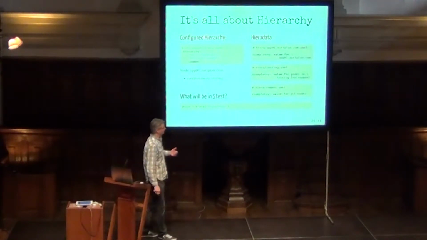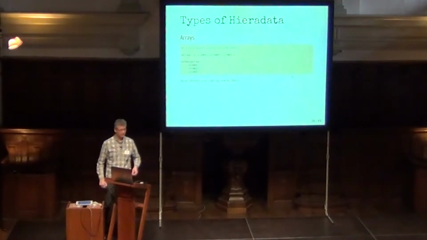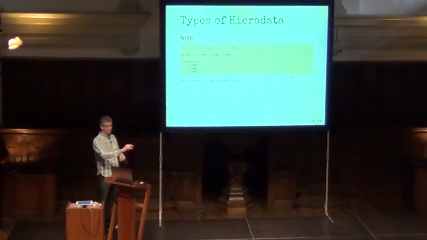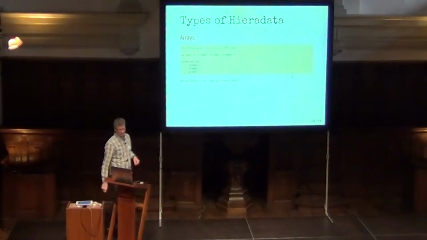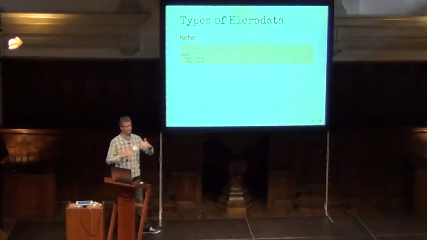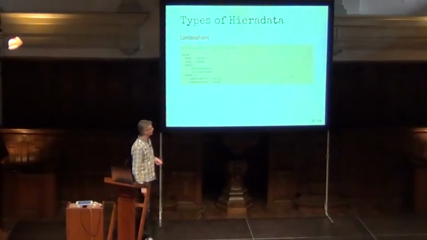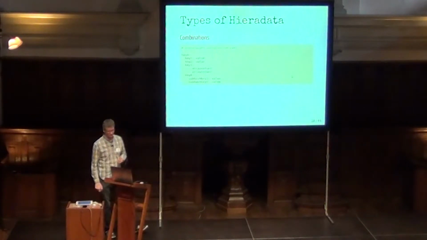There are different types of data you can put in Hiera, regular keys and values. You can put arrays in there, two ways to write them down, single line or multi-line. And there's hashes. So an array is a list of values, and a hash is a list of keys and values. Or you can mix them all together and make a lovely mess.